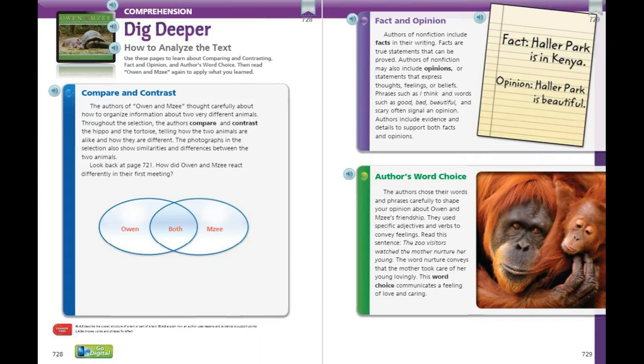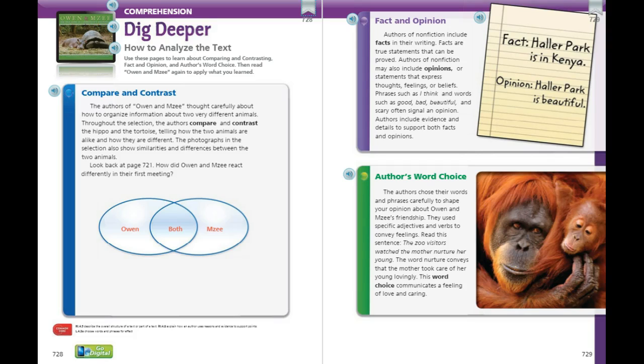You've just read an informational text about animal behavior. Authors of informational text have to decide how to organize the information that they're presenting. On page 728, the authors of Owen and Mazzei thought carefully about how to organize information about two very different animals. Throughout the selection, the authors compare and contrast the hippo and the tortoise, telling how the two animals are alike and how they're different. The photographs in the selection also show similarities and differences between the two animals. If you look back at page 721, how did Owen and Mazzei react differently in their first meeting?